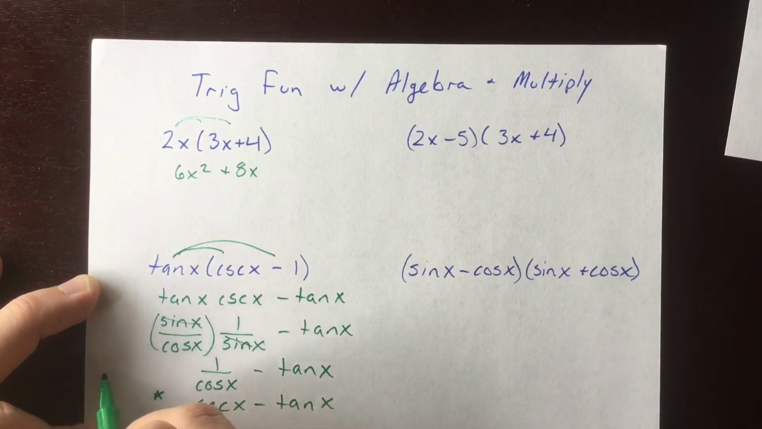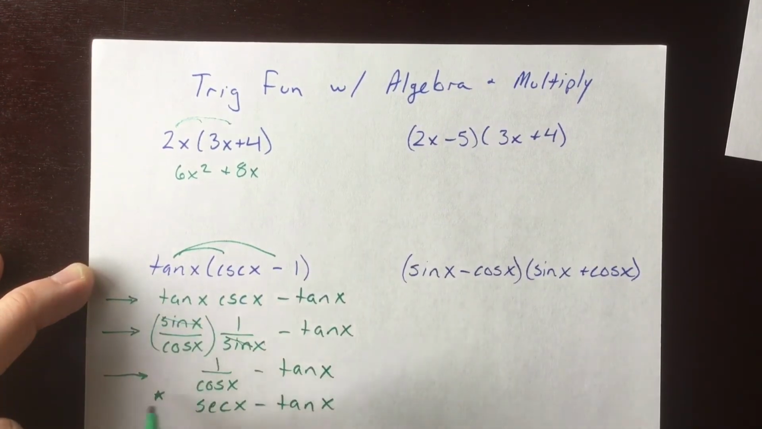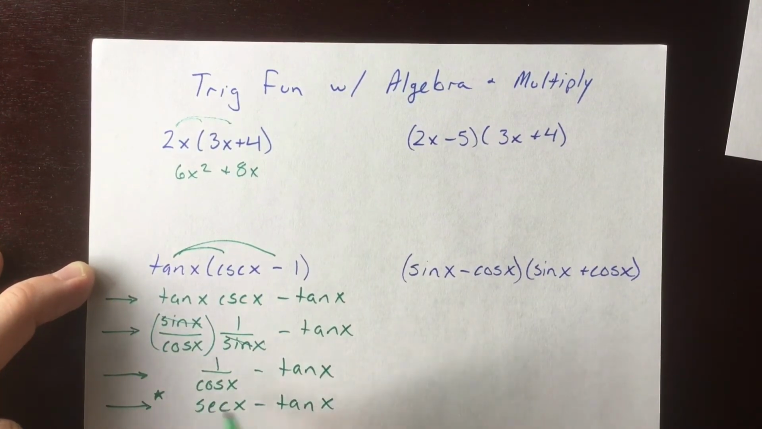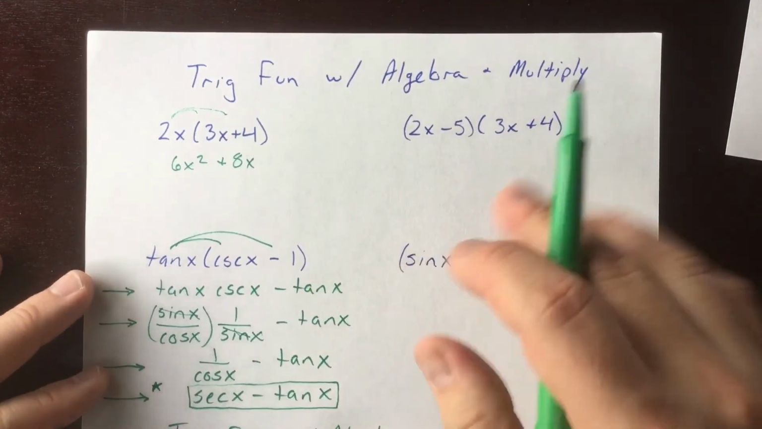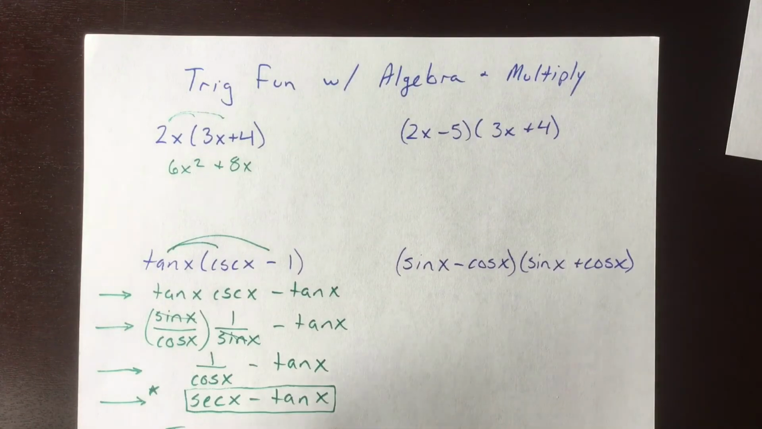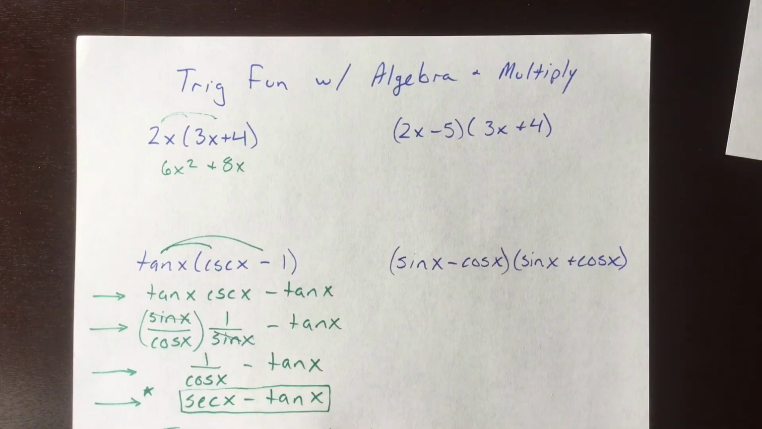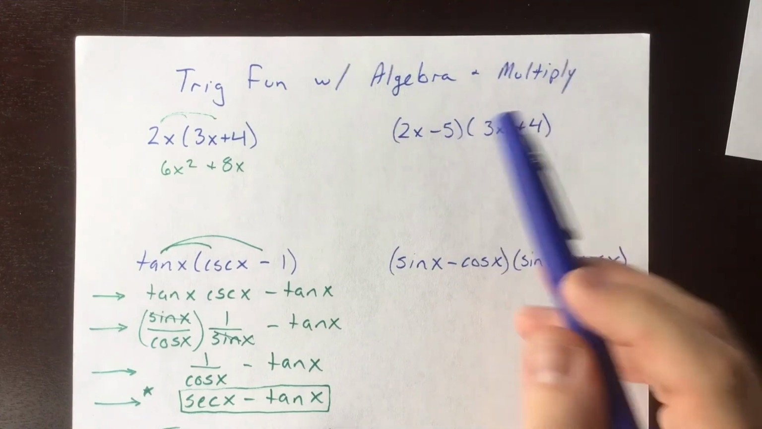So I'm going to put some arrows here to designate the different rows or different steps. And our final step. So as we can see, this algebra process with trig has a little more into it, but it's not bad. Just knowing our identities and working with it.